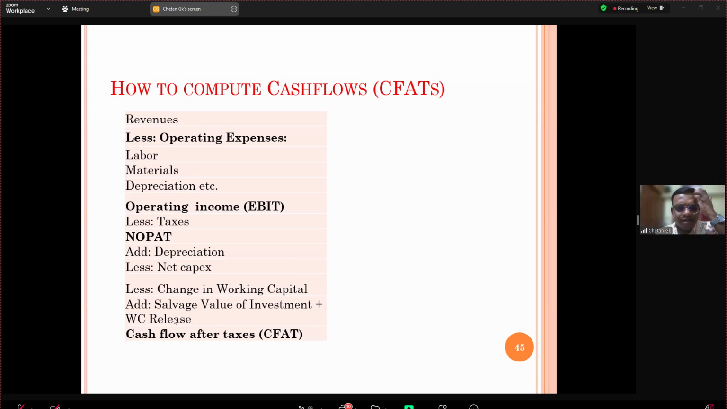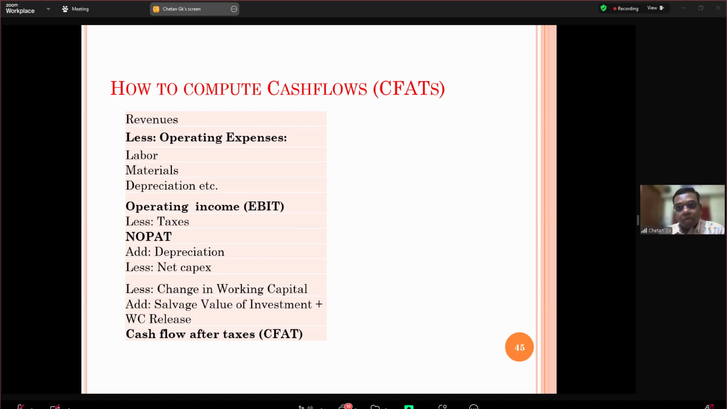So why are we going to add the working capital release here? Can anybody tell me why working capital release is going to be added? Part of the working capital will be released. You are actually investing additional working capital at T0. T0 means today, when you are taking up this particular project. For that reason, you require some additional working capital. Since you are installing new machinery, if you don't have additional working capital, how are you going to deal with that?